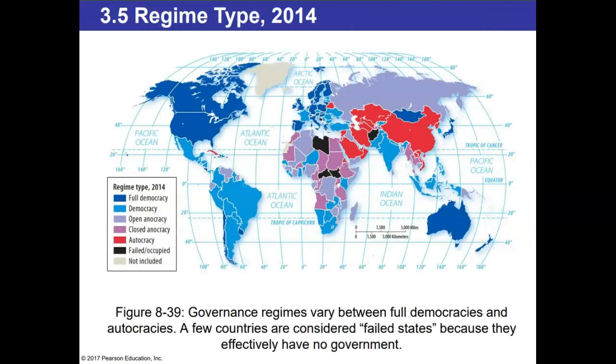Looking at figure 8-39, located on page 288 of your textbook, you see governance regimes vary with full democracies and autocracies. A few countries are considered failed states because they effectively have no government. Some examples of these failed states include Libya and South Sudan, where government institutions have broken down because of civil war, extreme poverty, or natural disasters. Some even a combination of all three.